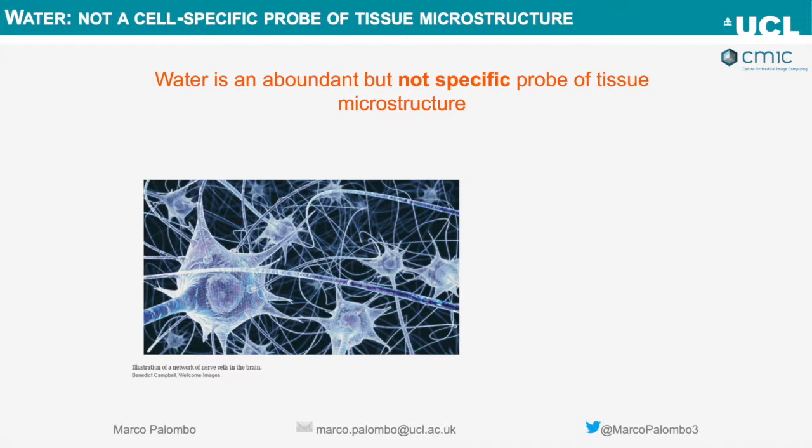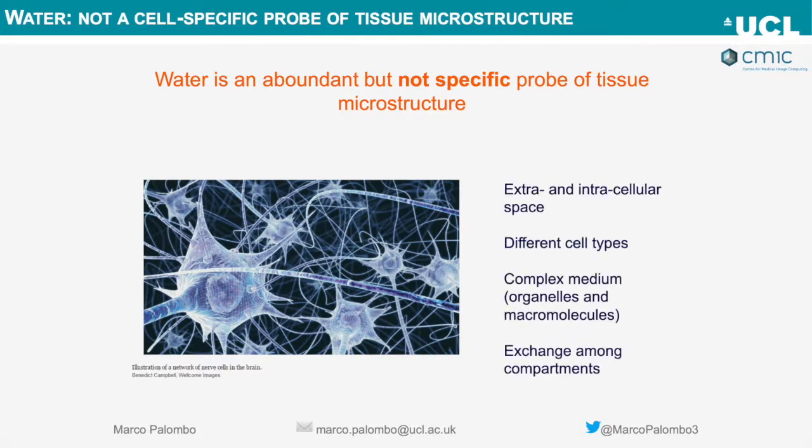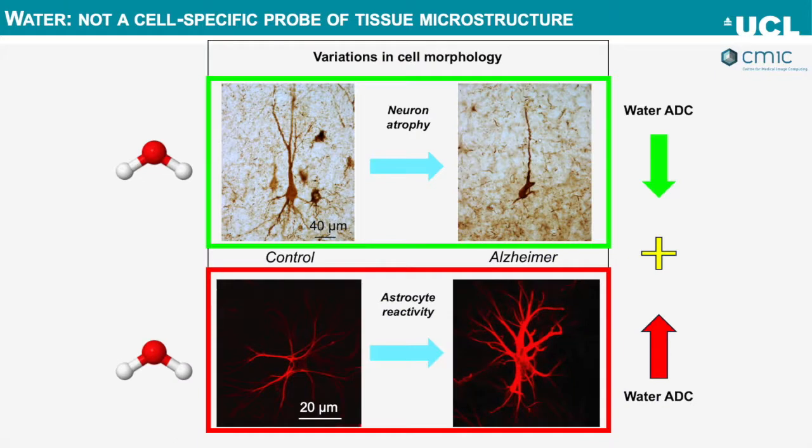In fact, water molecules, although abundant, are ubiquitous in biological tissues. They are in both intra and extracellular space, they are within all the cell types, and they can cross the cell membrane, thus exchanging between different tissue compartments. As a consequence, metrics based on water diffusion, such as the water apparent diffusion coefficient, cannot distinguish, for example, between neuronal atrophy or glial reactivity.